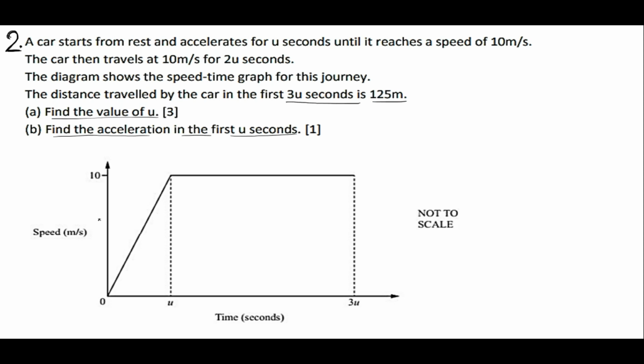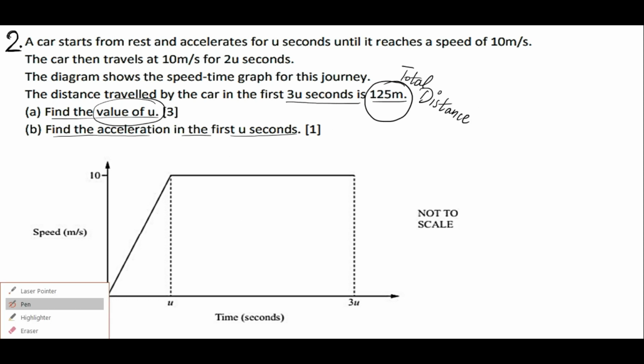So you can see in the speed time graph, they have not mentioned any numerical values along the x-axis. It's just u and 3u. So the first part of the question is to find the value for u. Now here 125 meters is the total distance traveled, which can be given by the area under this curve. So what I am going to do is to identify the shape. Now these are the parallel sides.